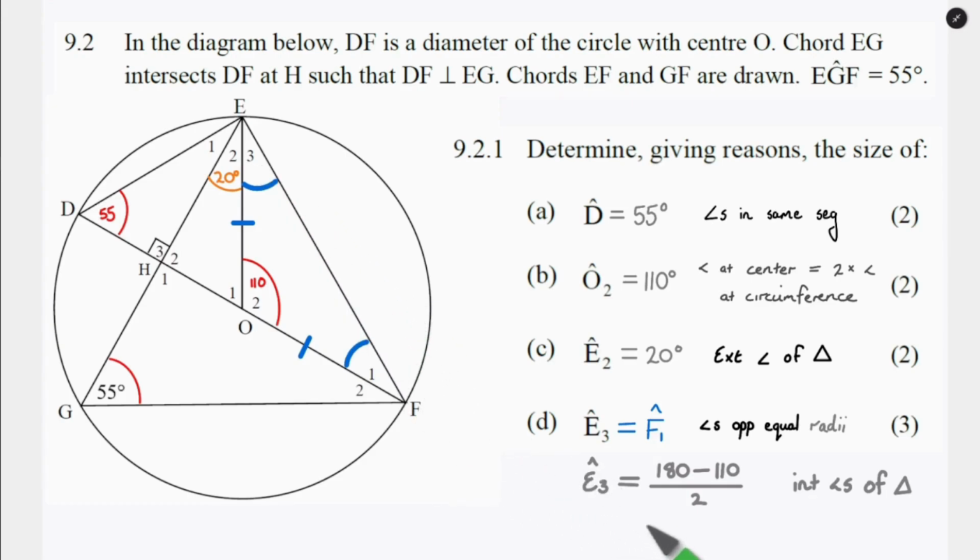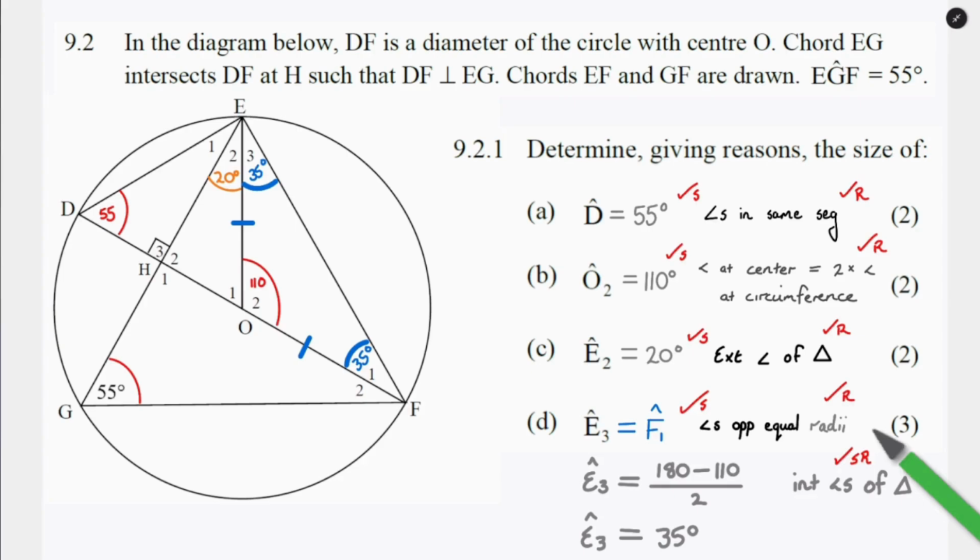So we're going to get E3 to be 35 degrees using that calculation. And now we can see that all the angles add up perfectly to 180 inside of that triangle. And wrapping this question up, let's have a look where the 16 billion marks come from.